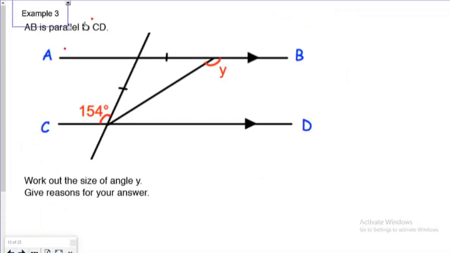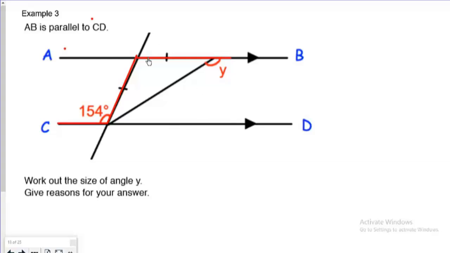AB is parallel to CD. Work out the size of angle Y. Give reasons. Okay. Now, this is parallel to this. Now I can trace a Z shape. I can trace a Z shape over here. So look out for a Z shape for alternate angles.